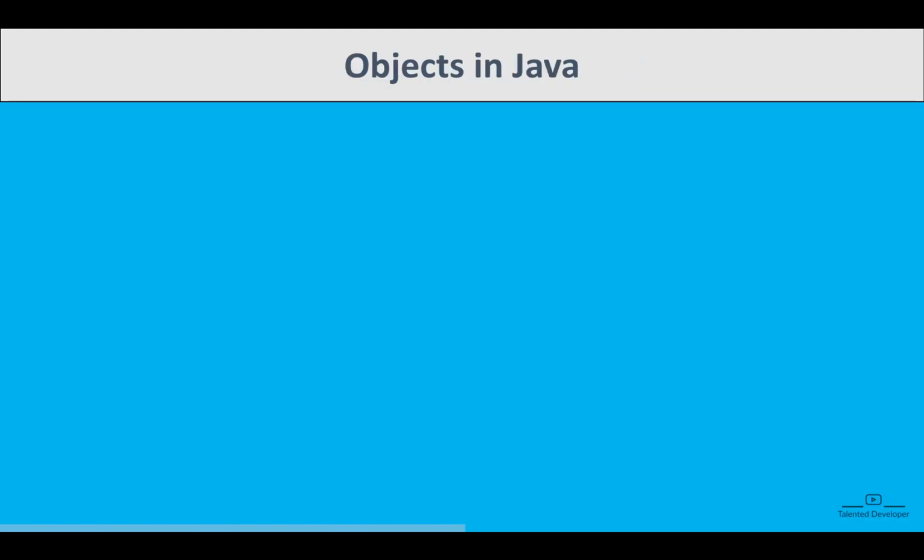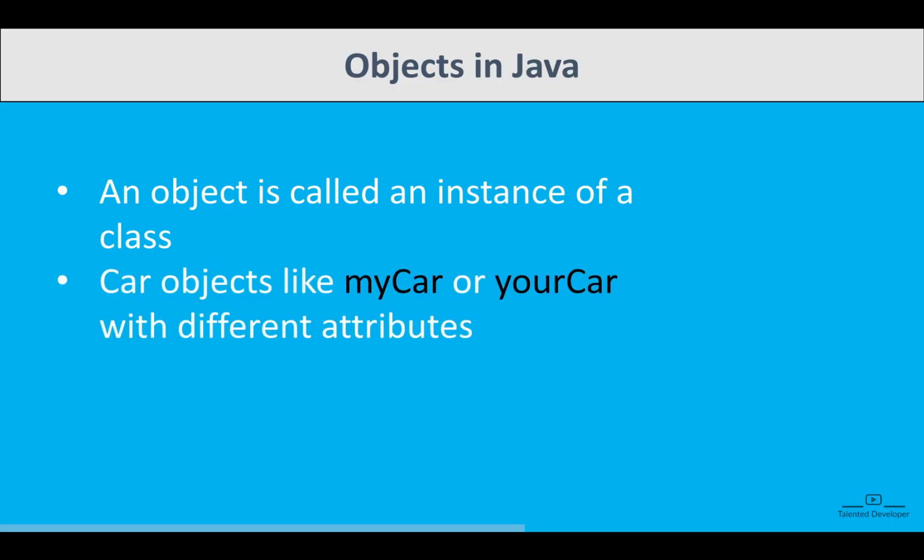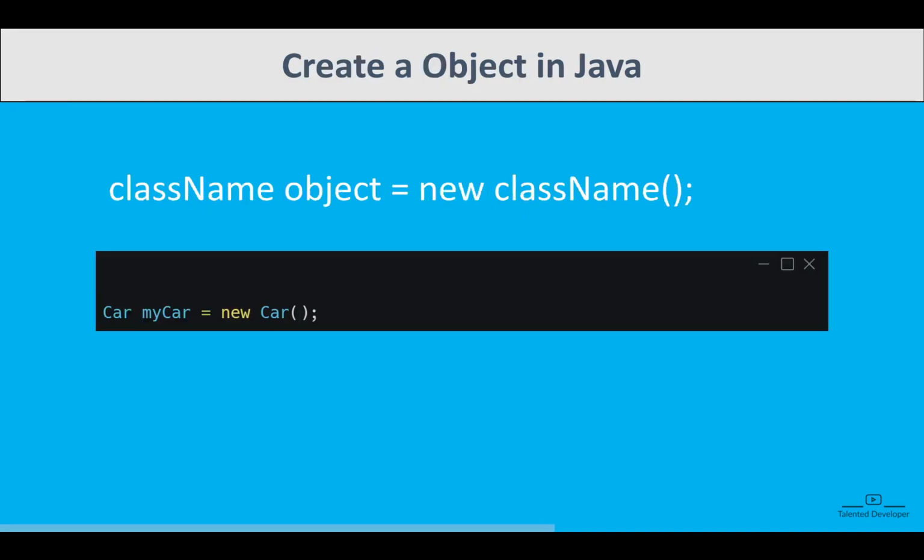So let's talk about what an object is. An object, on the other hand, is an instance of a class. It represents a real world entity that you can interact with in your code. For example, if we have a car class, you can create individual car objects like my car or your car with different attributes. So how can we create the object?